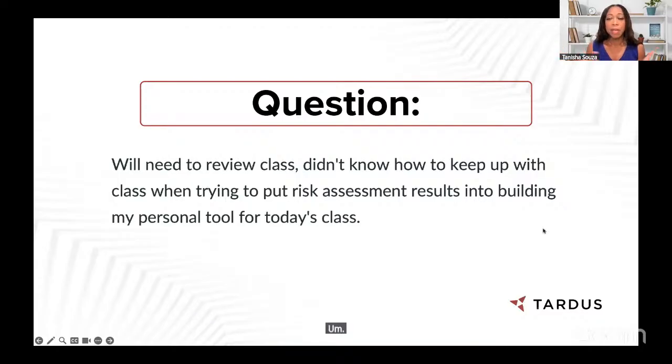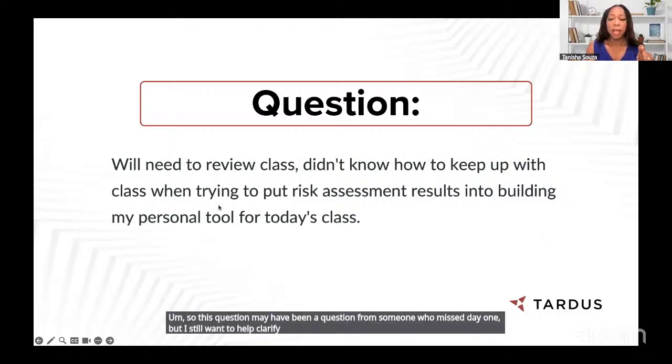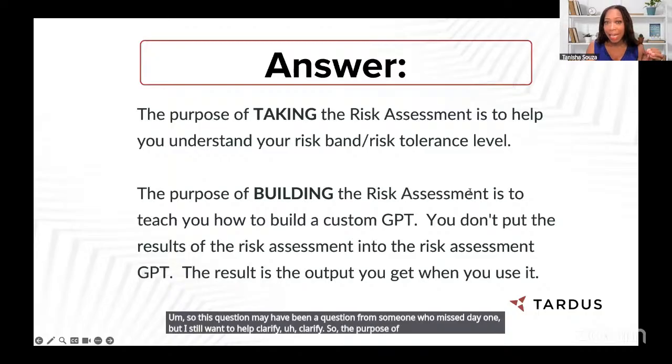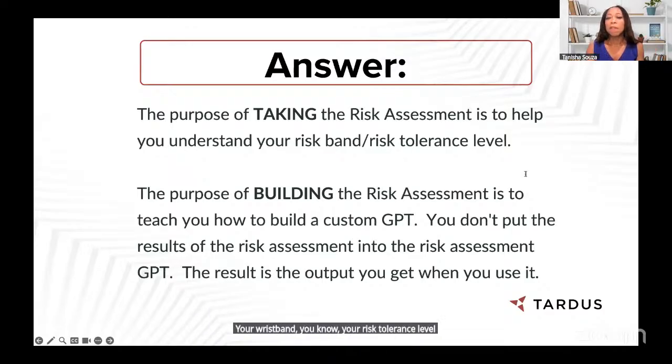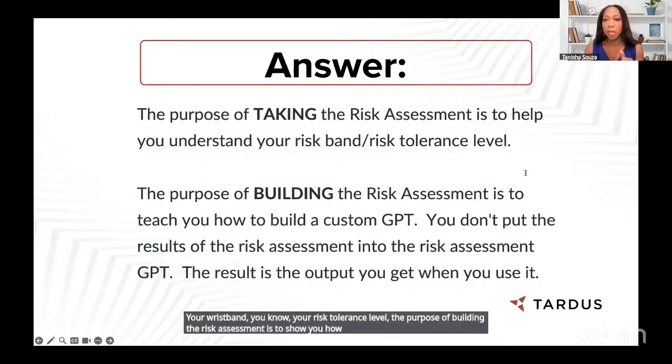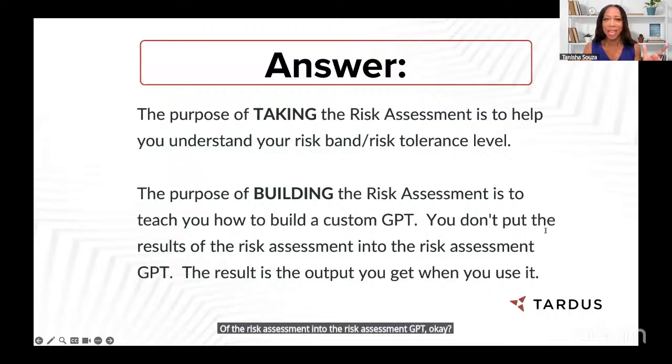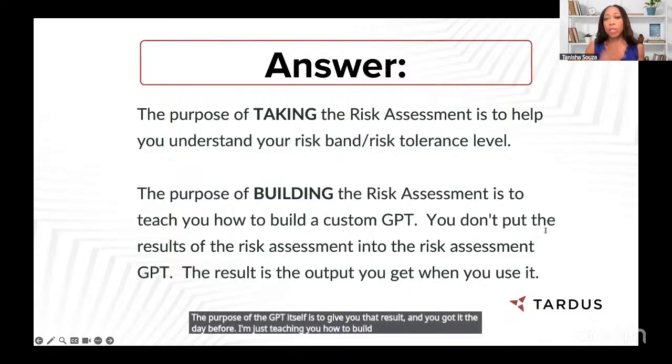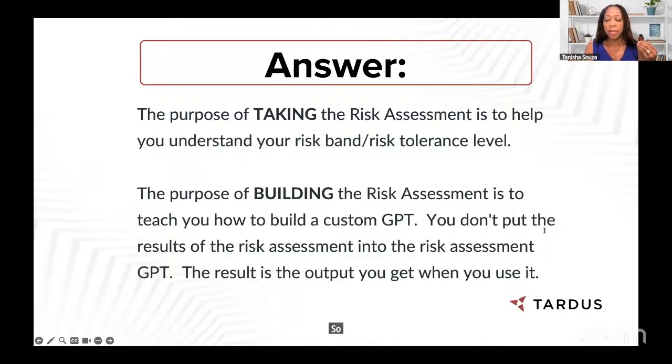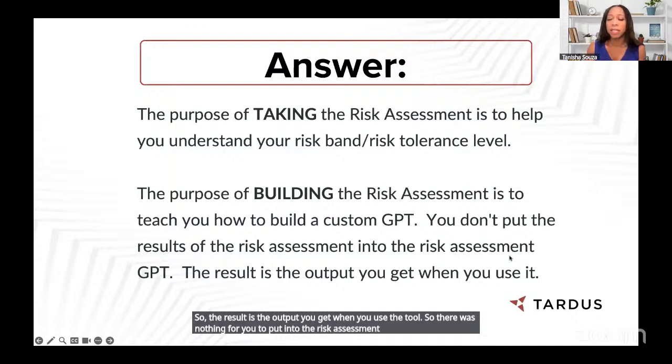This question may have been from someone who missed day one, but I still want to help clarify. The purpose of taking the risk assessment is to help you understand your risk band, your risk tolerance level. The purpose of building the risk assessment is to show you how to build a custom GPT. You don't put the results of the risk assessment into the risk assessment GPT, okay? The purpose of the GPT itself is to give you that result, and you got it the day before. I'm just teaching you how to build the same tool that you used. So the result is the output you get when you use the tool. There was nothing for you to put into the risk assessment GPT beyond the PDF and instructions that I gave you. The PDF was the knowledge, and the instructions I gave you were the two things. Okay, so I hope that helps.